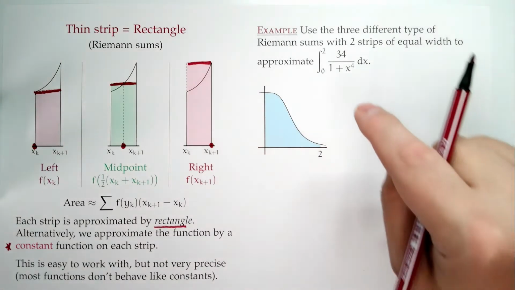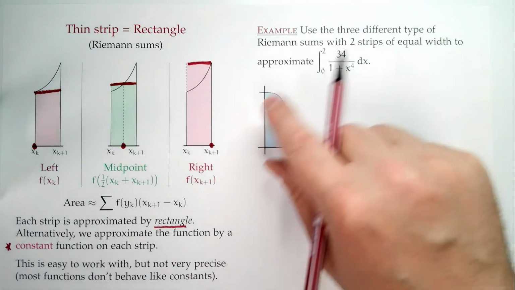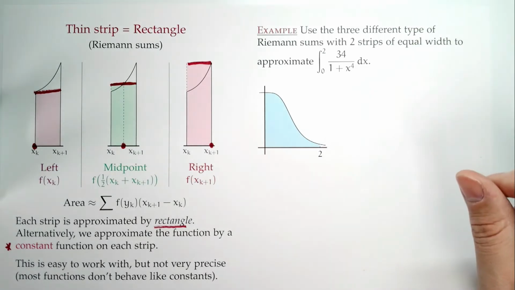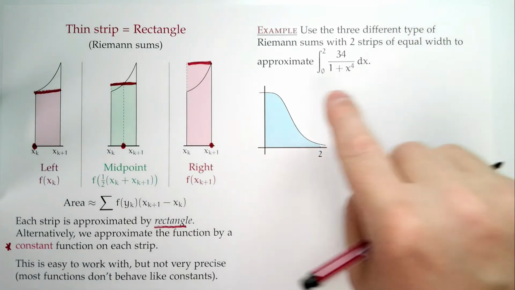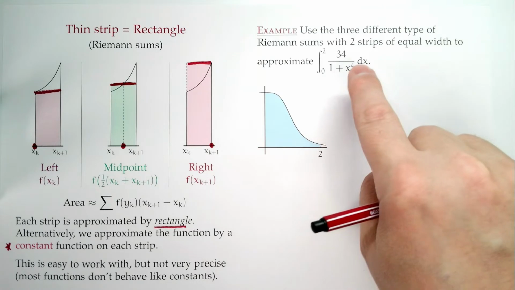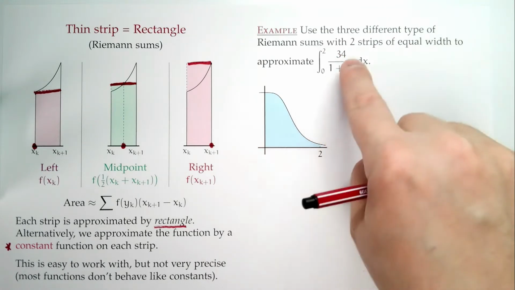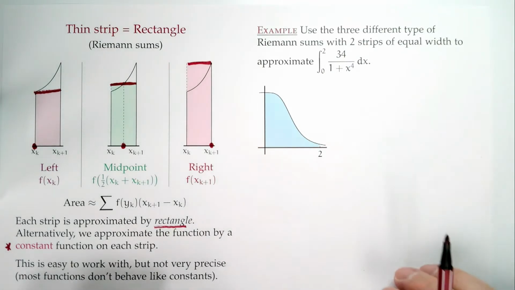So let's do our example. And by the way, we're going to keep coming back to this example. So you're going to see this picture a lot of times in the next little bit. So we're going to use the 3 different types of Riemann sums with 2 strips of equal width to approximate the integral from 0 to 2 of 34 over 1 plus x to the 4th.